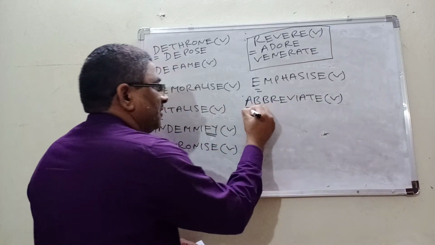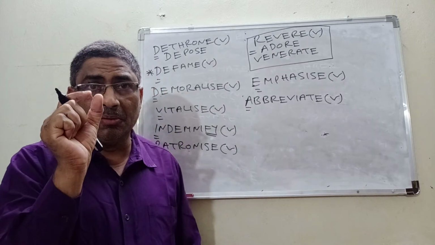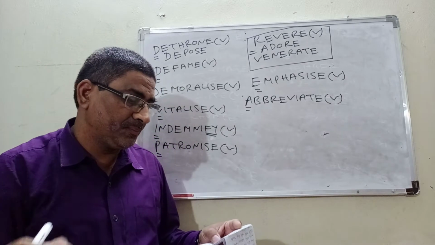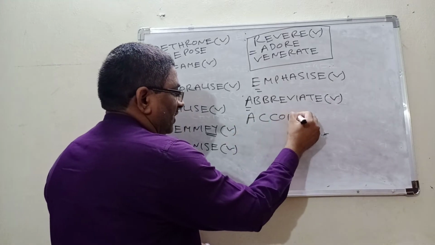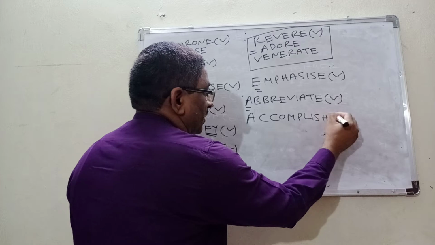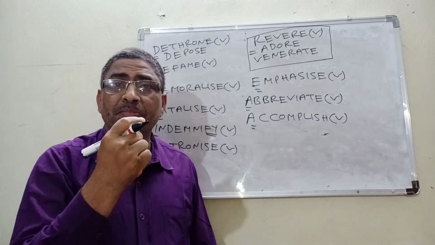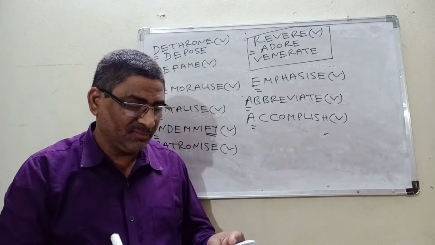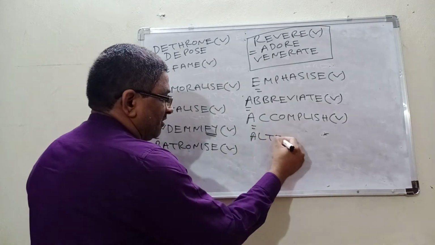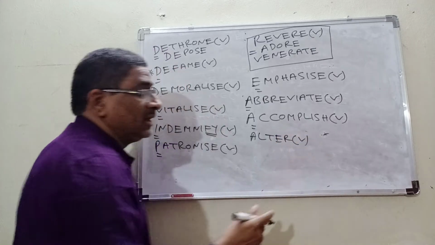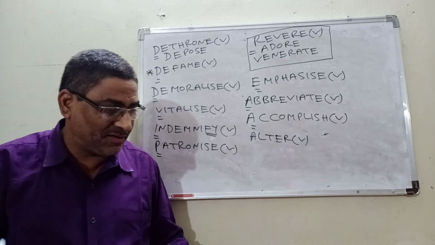Abbreviate, abbreviate. What is the meaning of abbreviate? To shorten or reduce is called abbreviate. Next word, accomplish. I would like to accomplish something. Accomplish meaning is achieve. Next verb, alter. I would like to alter something. Alter meaning change.